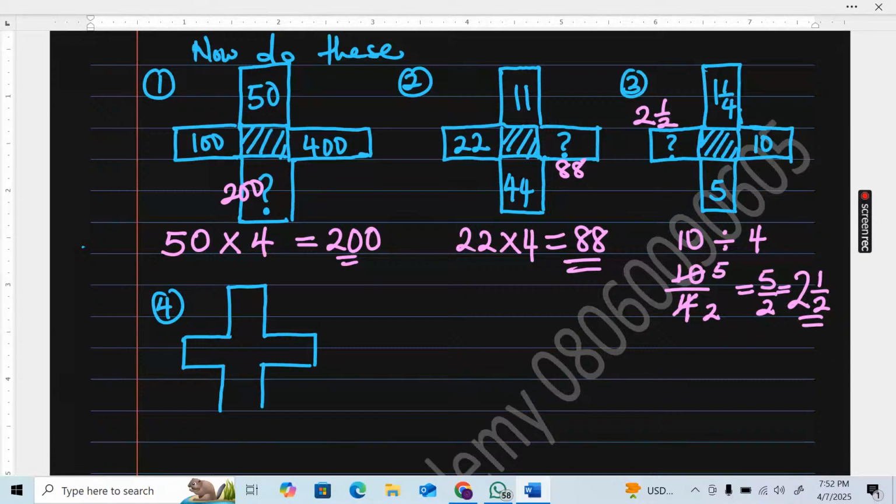So I'm already on number 4, drawing the diagram for number 4. So make sure you draw neatly. Now for number 4. Diagram for number 4. So the missing number here is above. That's the number above is missing. We don't know what is there. Then we have 15 on the left and we have 60 on the right.